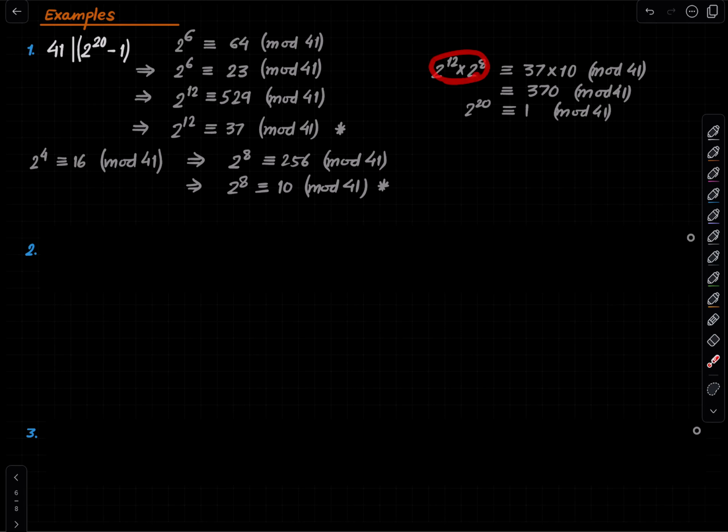Why? Because this is 2 to the power 20. So we have this equation. Maybe I'll write a better 2 to the power 20. This is equivalent to saying that 41 divides 2 to the 20 minus 1. So there is no need to calculate 2 to the power 20. Every time you exponentiate and this thing runs above 41, you reduce it by taking the remainder.